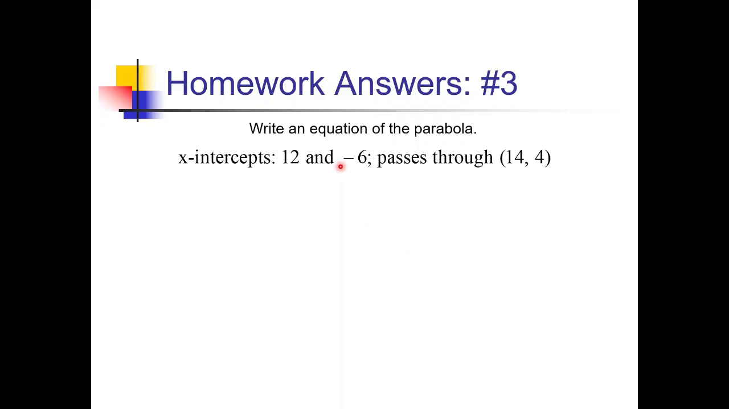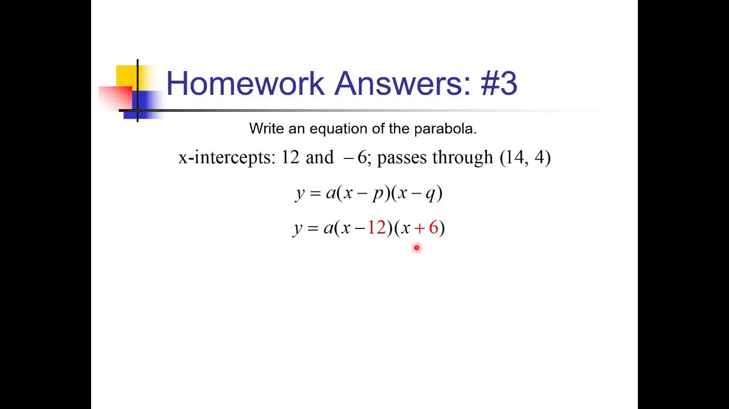On this problem, we're writing the equation of the parabola with the x-intercepts 12 and negative 6, and also we're told it passes through 14 comma 4. Since they've given me the x-intercepts, I'm going to start by writing the intercept form of a parabola, y equals a times x minus p, x minus q, and I'll start by plugging in the 12 and the negative 6 for p and q. Those are the x-intercepts. So this can be rewritten as y equals a times x minus 12, and then x minus negative 6, or x plus 6.